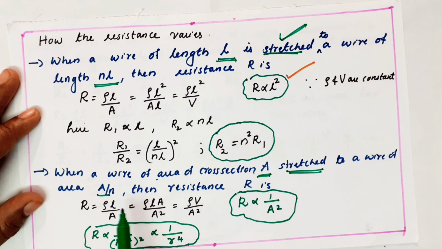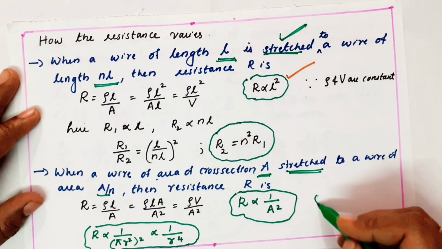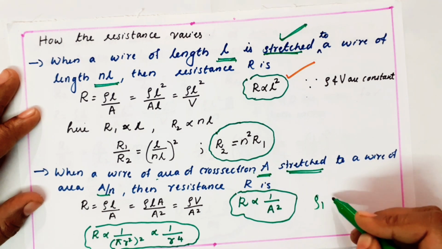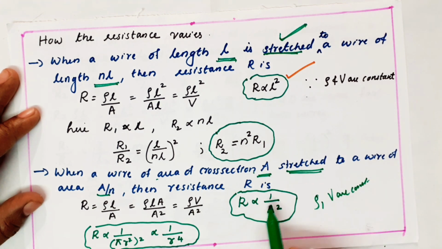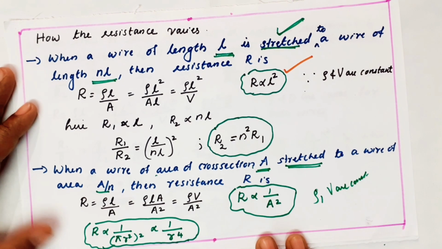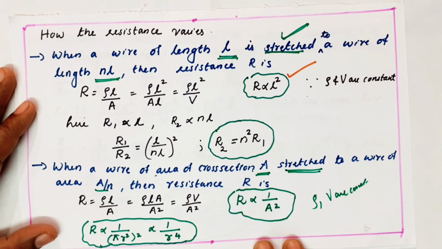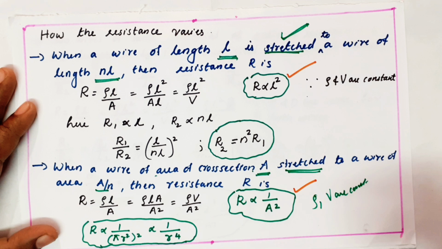Here you are multiplying numerator and denominator with A. That is the only thing you remember. So rho LA by A square. A cancels. So rho V by A square. In this case, we know that rho and V are constant. So I can write the equation R is inversely proportional to A square. Very important point you should remember. So R is inversely proportional to A square.